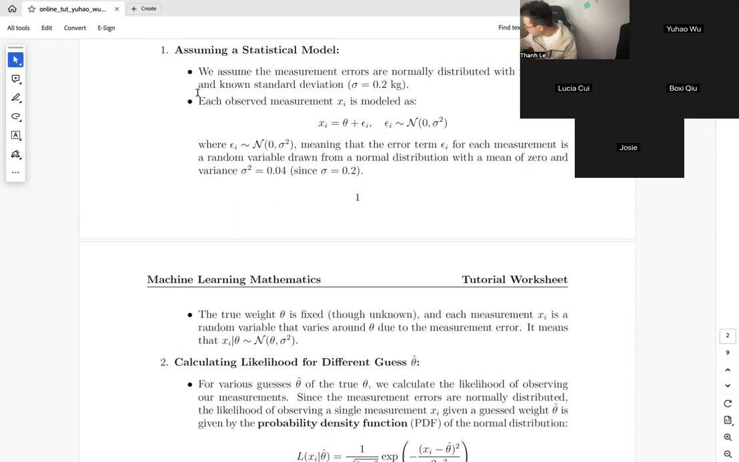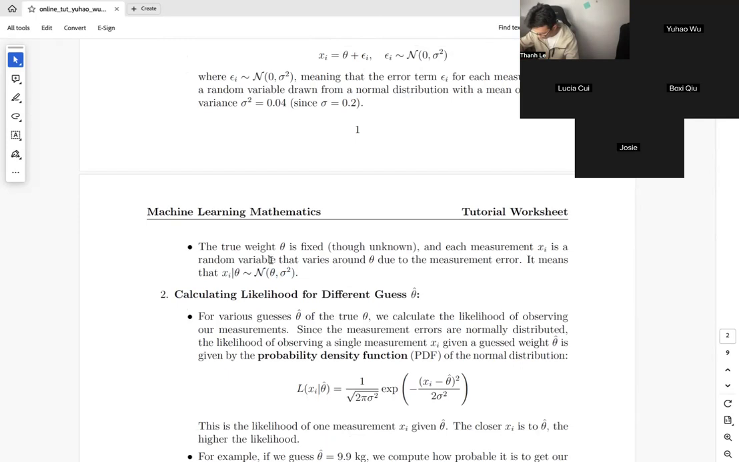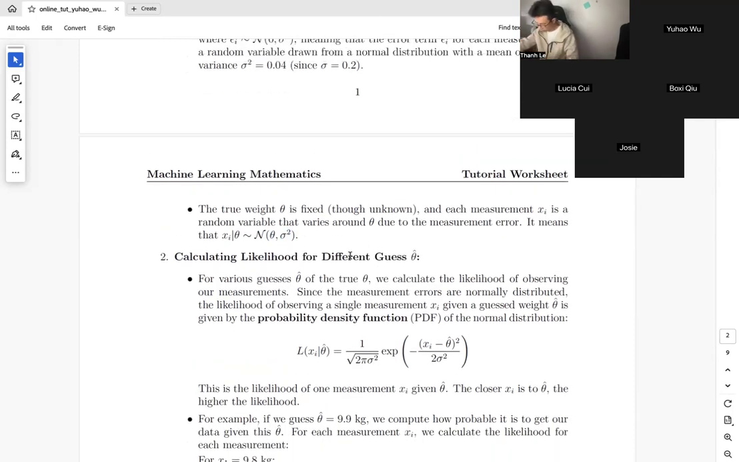So now we have assumed a statistical model: x conditioned on theta, where theta is the true weight, also belongs to a normal distribution, whose mean is theta and whose variance is sigma. Now we want to calculate the likelihood for different guesses of theta. Because we do not know the true theta, maybe you can make some guesses, like theta equal to 9 kilo, or 10 kilo, or 12 kilo.